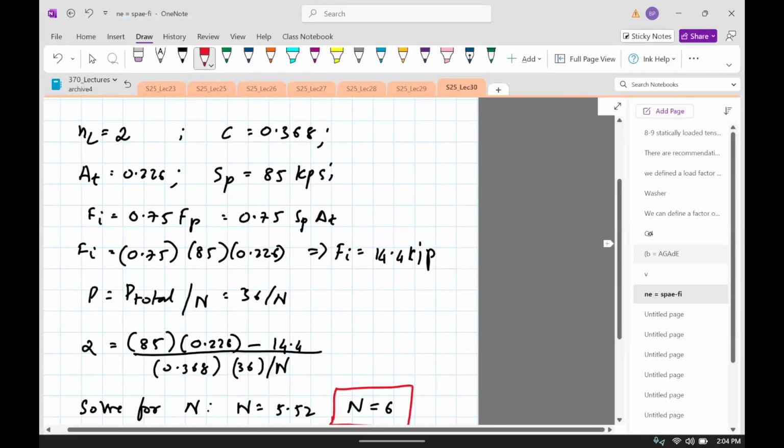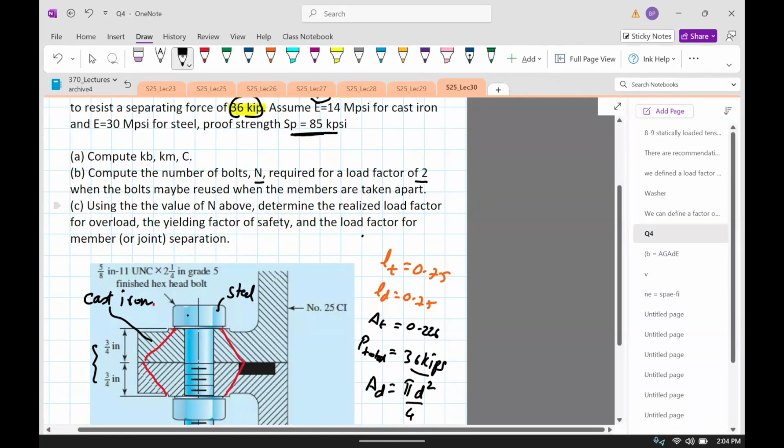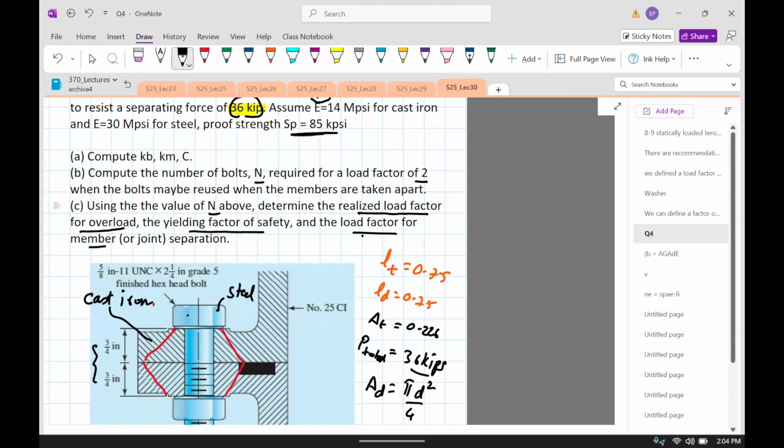Okay, let's solve the last part, which is C. Using the value of n above, determine the realized load factor for overload, the yield factor of safety, and the load factor for member or joint separation. So this is sort of like the design factor and factor of safety. You come up with a number for n, and when you actually compute it, it comes out to be a fraction. You round it up to the nearest integer, and then you compute the necessary load factor, which will be different from the load factor which was given earlier. Okay, so that's what we'll do.